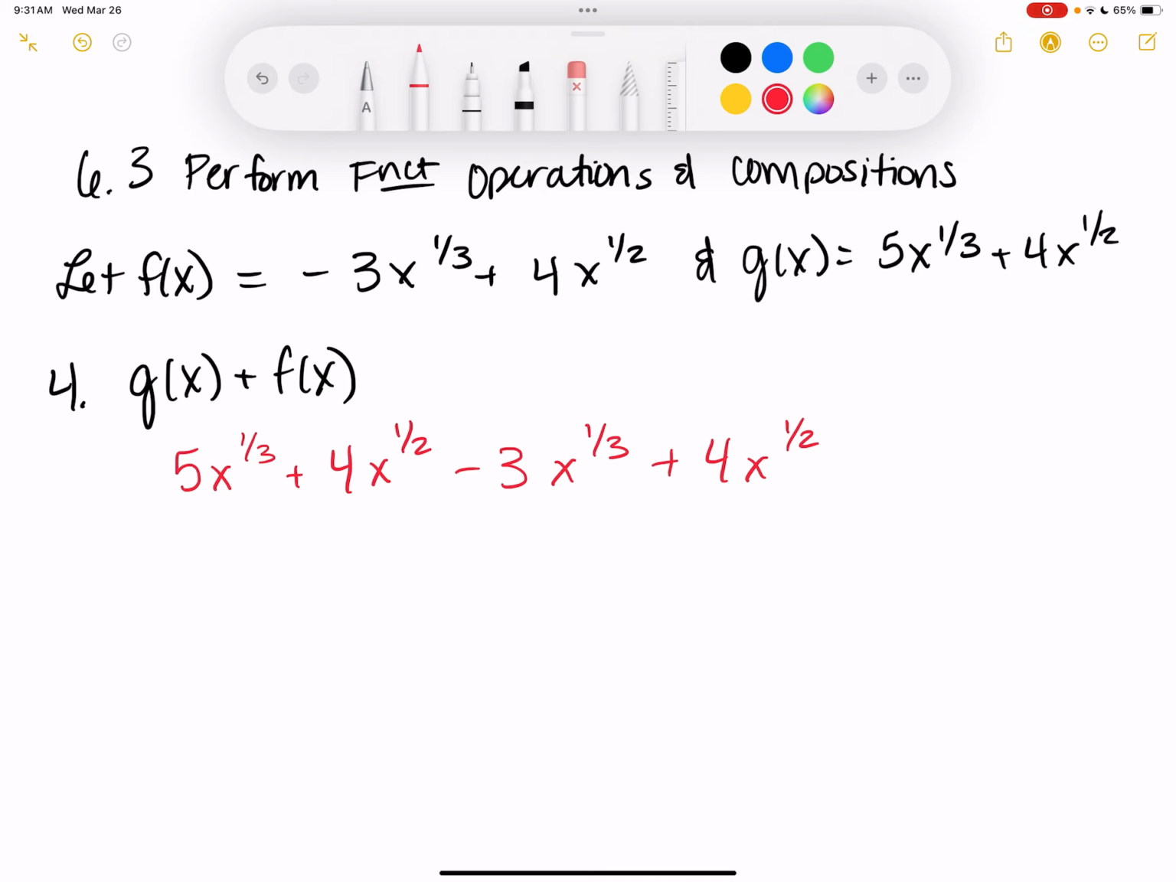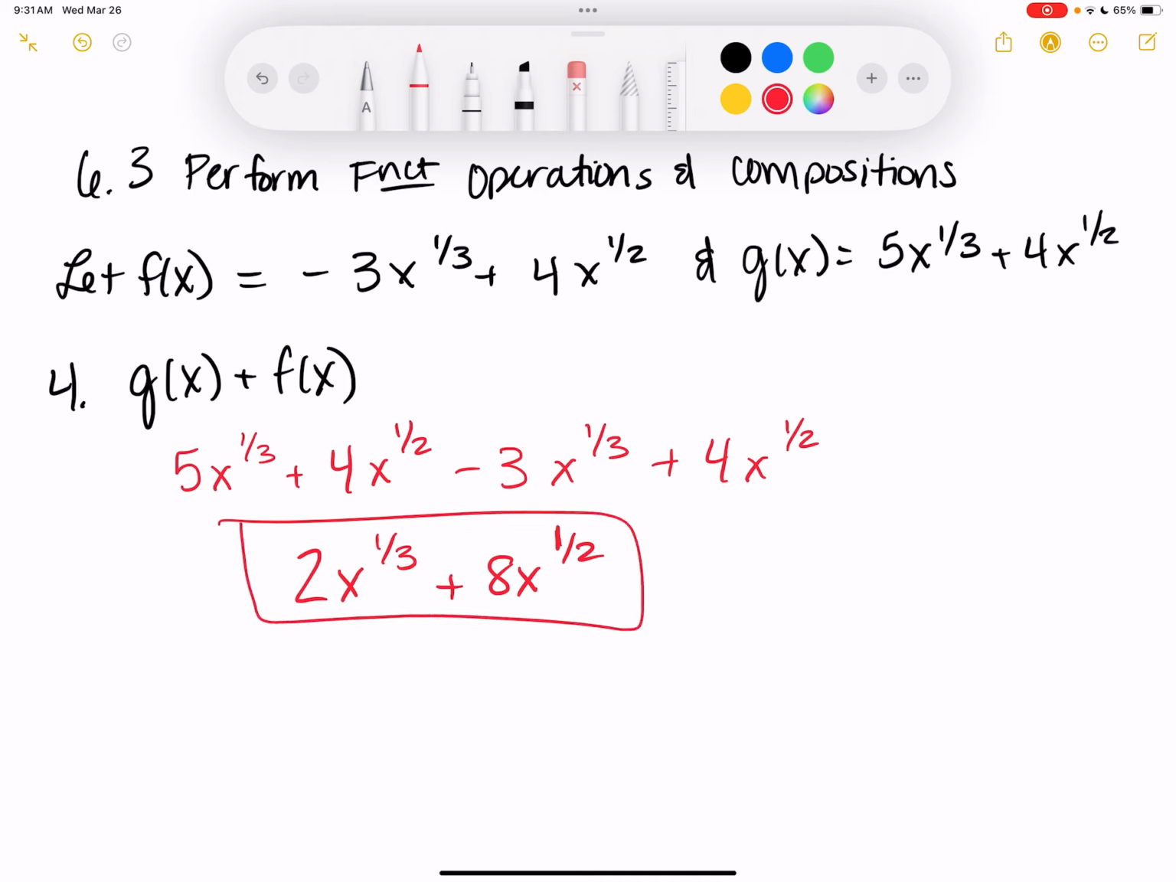So just like normal, when I've got like terms, I add them together. So I would have the 5x to the 1/3 minus 3x to the 1/3, 2x to the 1/3. And then 8x to the 1/2. Done. So it's just combining the terms.